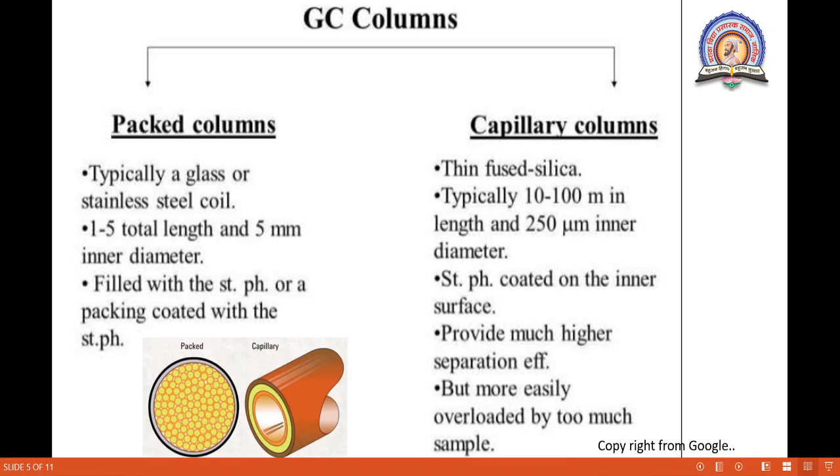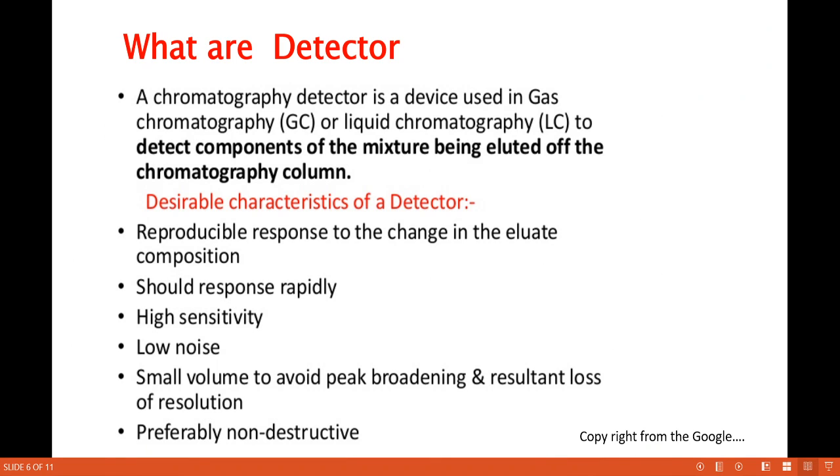Okay, next is the detector. First, what are detectors? A chromatographic detector is a device used in gas chromatography or liquid chromatography to detect the components of the mixture being eluted off the chromatographic column. That means the elution of the sample is done by the column, and that is detected by the detector.